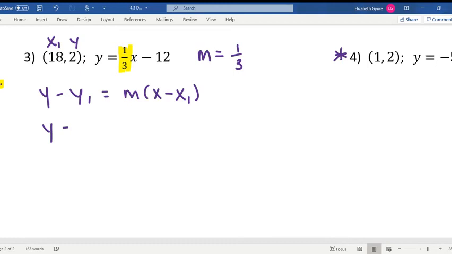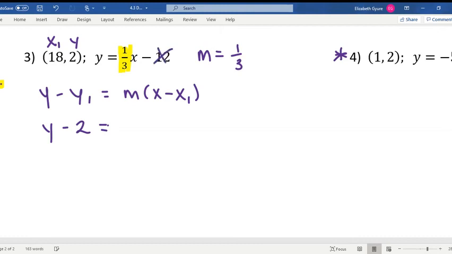Nick Lopez, what's my y1 value? Okay, so let's go around. Brooklyn, what's my y1 value? 2. Corey, what's my m that I'm going to use? The slope, yeah, 1/3.